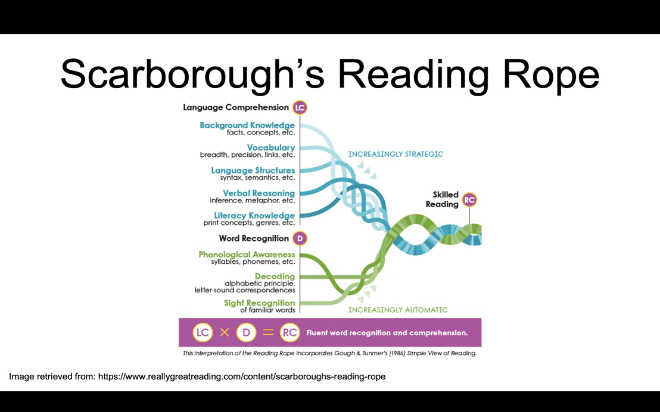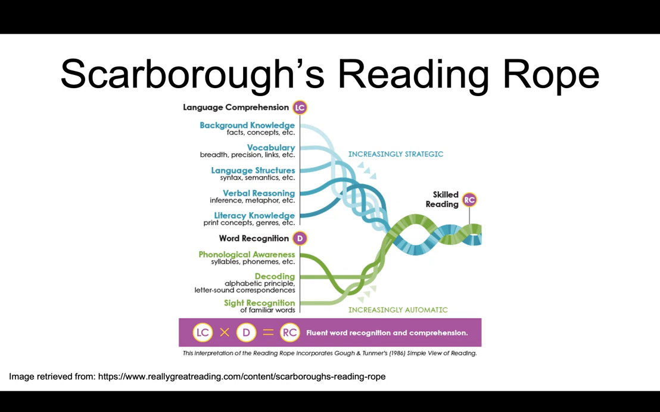Verbal reasoning is the fourth strand. Having the ability to make inferences, or a conclusion drawn from facts, or create understanding from metaphors, are the needed skills to reach skilled reading.